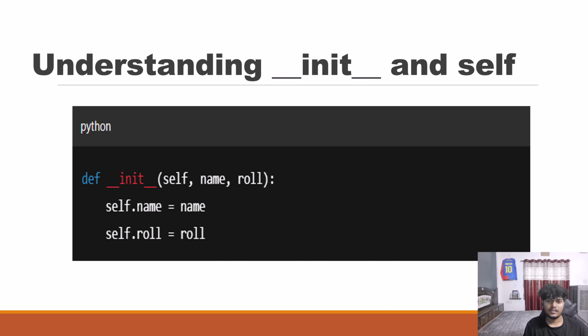Now coming to understanding init and self. The init method is also known as the constructor. It sets up the initial state of an object. The self keyword refers to the object currently being created or used. It ensures that the object maintains its own copy of data. For example, if you have two students, s1 and s2, each will store different values for name and roll number because of self.